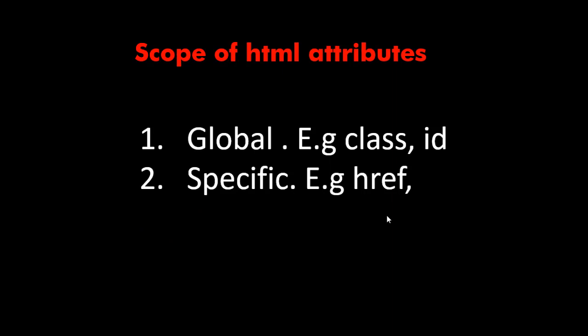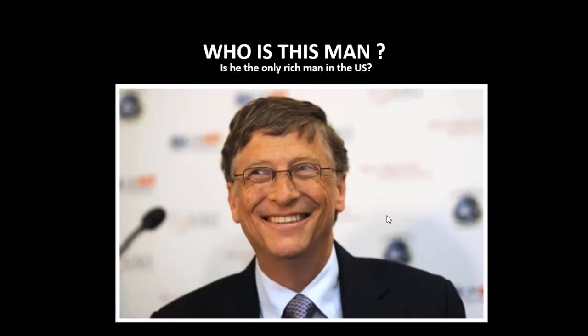To explain the class attribute, let me ask you this question. Who is this man? Bill Gates. Is he the only billionaire in the US? No. So, billionaire is a class because it refers to a status where a person has an estimated net worth of $1 billion or in other currencies. Whoever has that net worth is a billionaire, and such a person belongs to a class of billionaire.